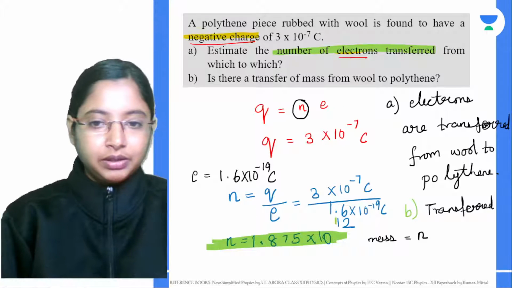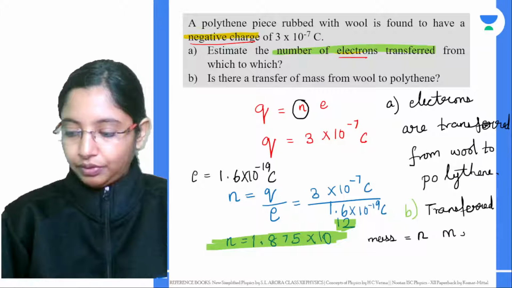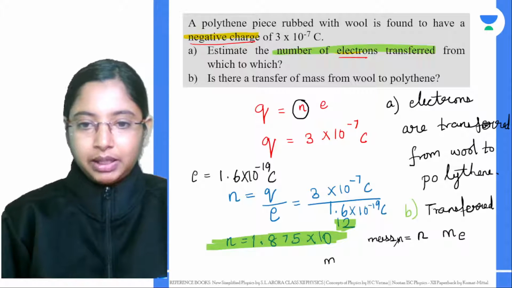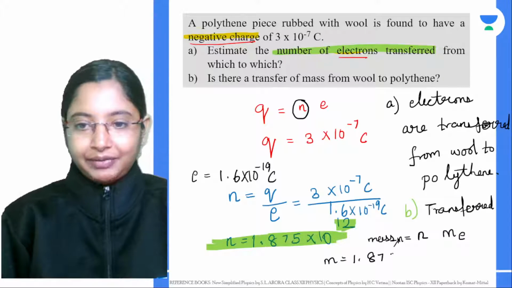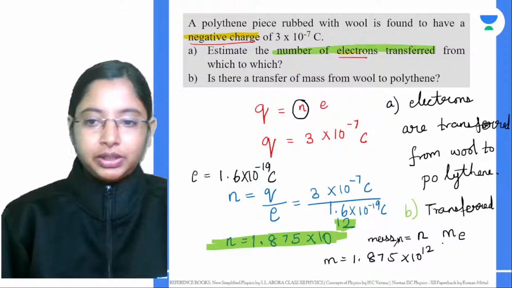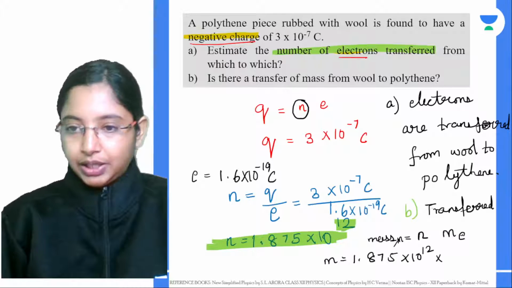That is one part. Another quantity that it depends on is the mass of one electron. We know this: the number of electrons transferred from wool to polythene is 1.875 into 10 to the power of 12, multiplied by the mass of one electron.